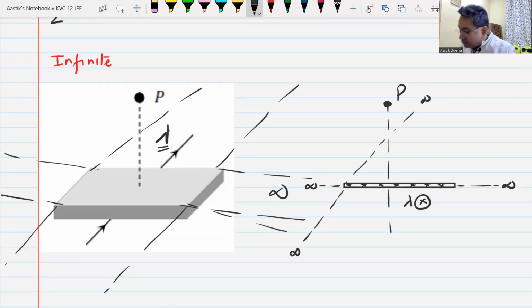At point P, infinite sheet. I will not tell you the answer now. Can you tell me the answer now? What is the answer? First of all, tell me what will be the direction of the magnetic field. Current is going in like this. What is the direction of magnetic field?